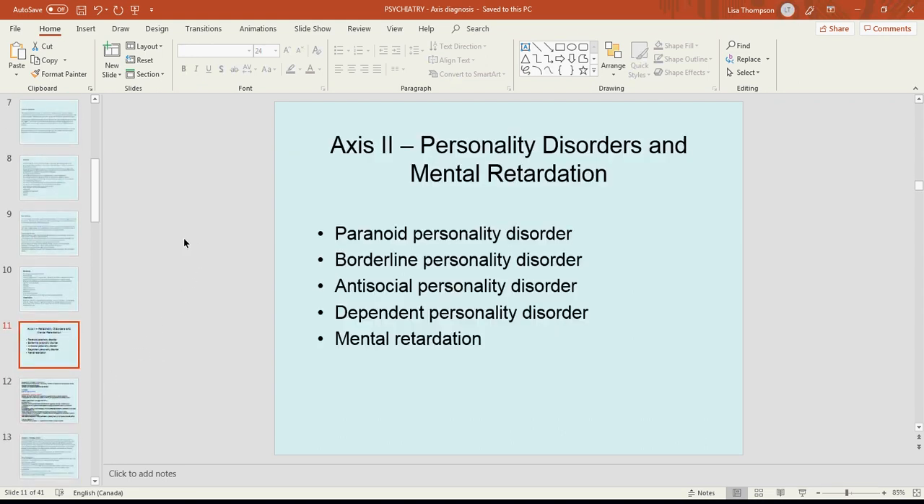Axis 2. It's all about personality disorders and mental retardation. So there's paranoid personality disorder, borderline personality disorder, antisocial personality disorder, dependent personality disorder, and mental retardation.